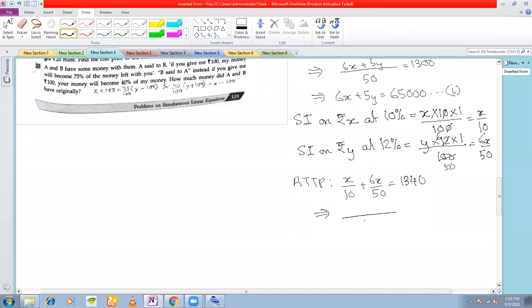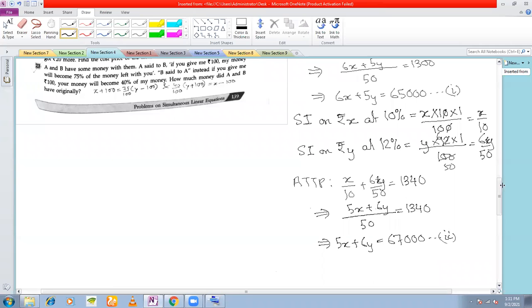Take the LCM. This is 5x plus 6y is equal to 1340. So 5x plus 6y on cross multiplication, 1340 into 50 gives 67,000. This is our second equation.